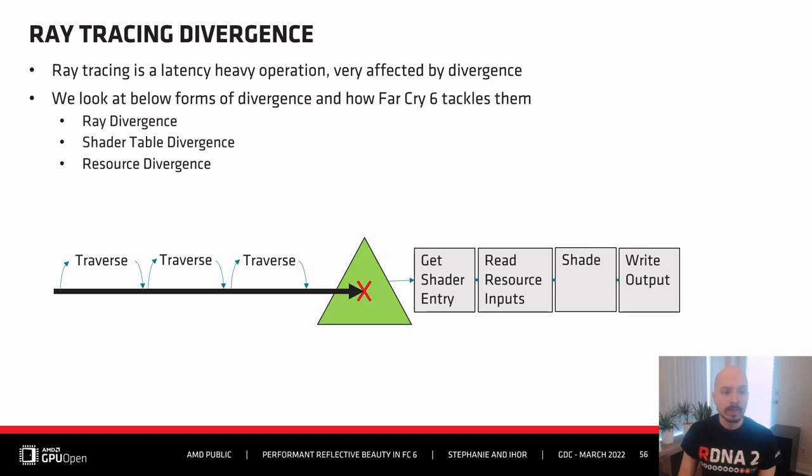So ray tracing is a latency-heavy operation, and is very affected by divergence. We're going to be looking at three forms of divergence and how Far Cry 6 tackles them, and they are ray divergence, shader table divergence, and resource divergence.